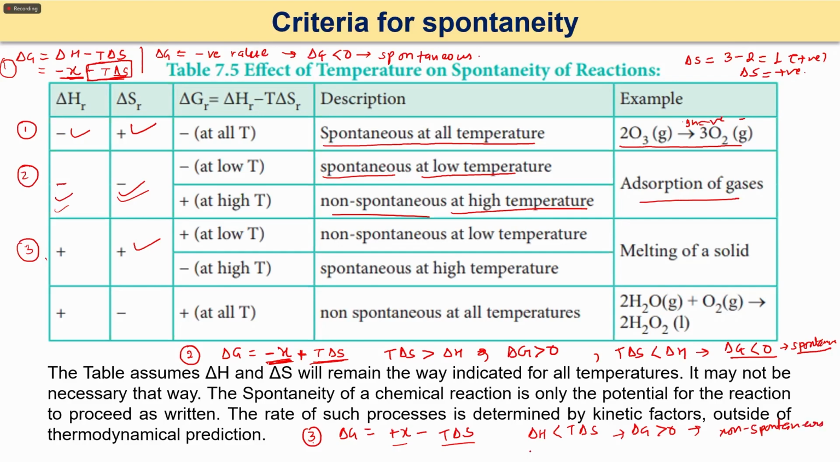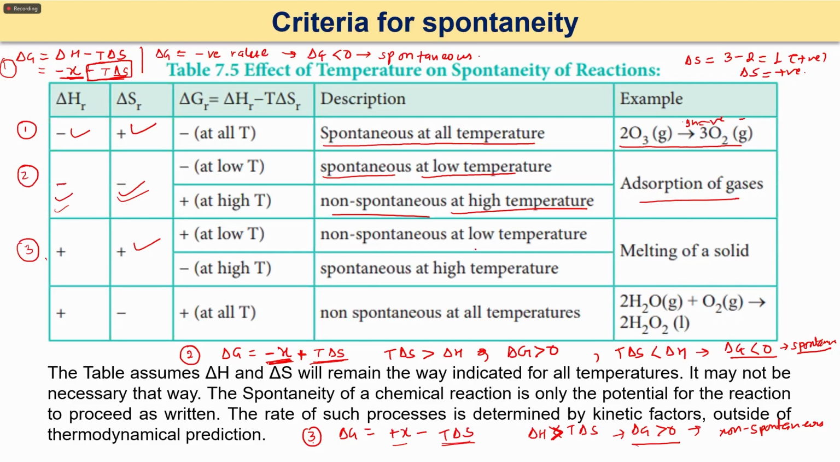So at low temperature, what will happen? If temperature is low, that means your T delta S will be small, and your delta H will be greater than T delta S. If you subtract this, you will get a positive value. That means your delta G will be greater than 0 and the process will be non-spontaneous.